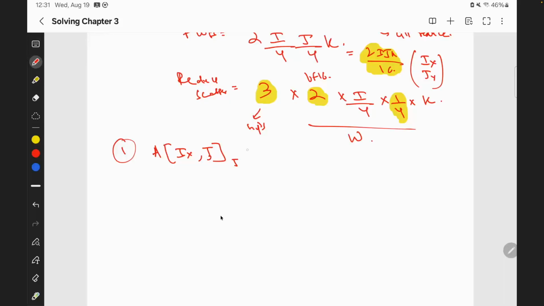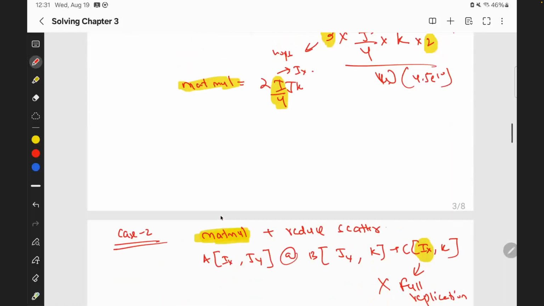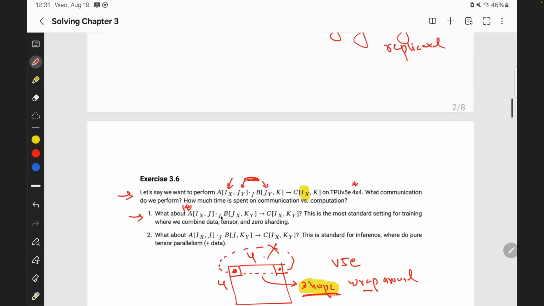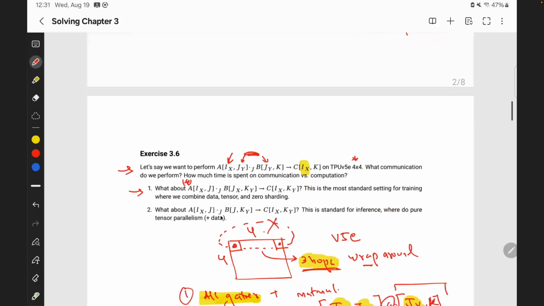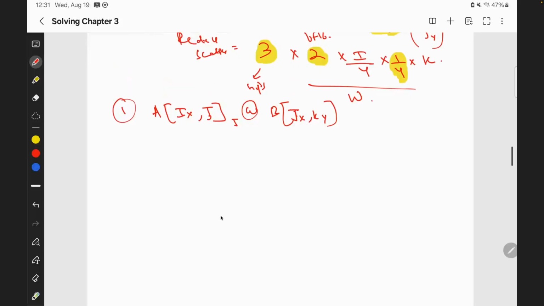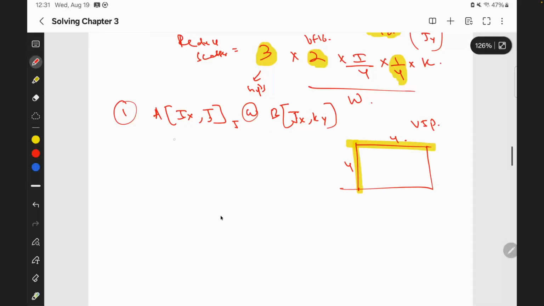matrix multiplies with B_{Z,KY}. Let me just reconfirm, A_{IX,Z}, B_{Z,KY}. Yes. So we have the TPU v4 v5p architecture. It is 4 comma 4. So we have this architecture here, and it's saying, how to do matrix multiplication for this.